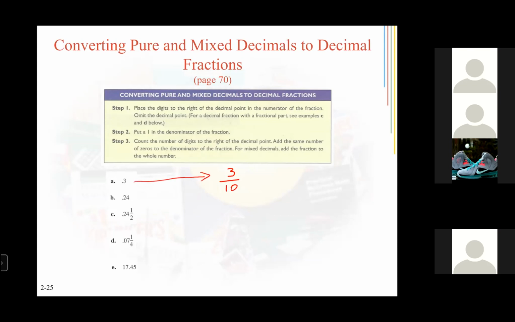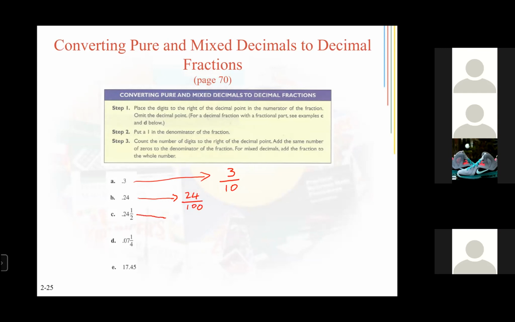Now look at the next one, 0.24. How would you change that to a decimal fraction? Over 100. 24/100, because you've got 2 places there. 24 over 100.